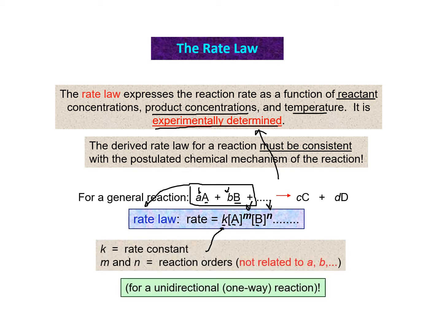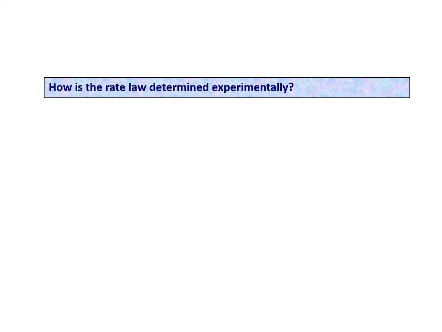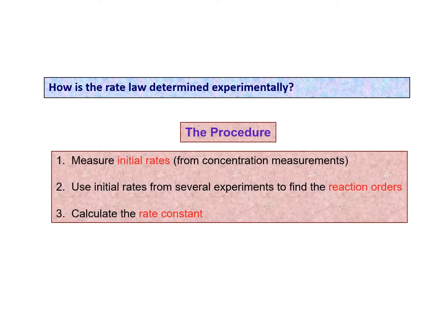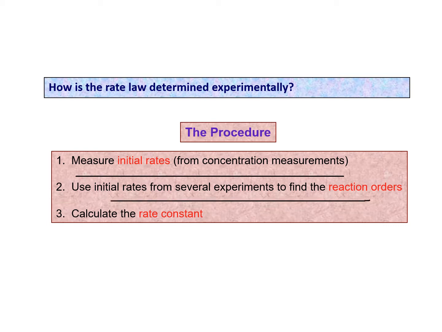And there's all the stuff that was just said. Okay, so how is the rate law determined experimentally? First, we're going to have some initial values that'll be measured in a table, and then there'll be some rates for how the reaction went, and from that you'll calculate the rate constant.